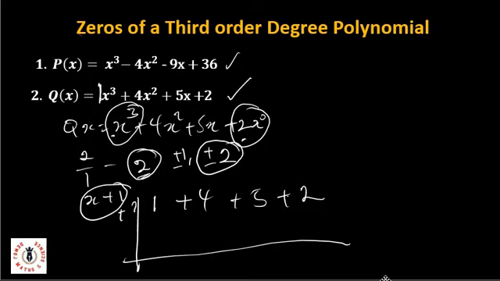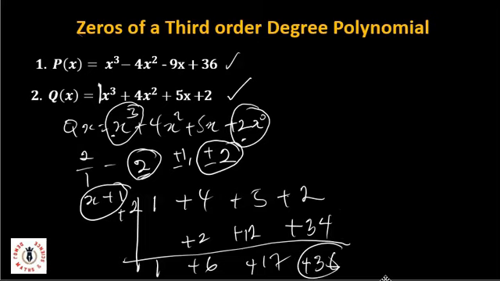Now, I have plus 2 here. Plus 2 times, I have 1 as we did, plus 2 times 1, that's plus 2. Plus 4 plus 2, that's plus 6. Plus 2 times 6, that's plus 12. Plus 5 plus 12, that's plus 17. Now, plus 2 times 17, that's plus 34. Plus 2 plus 34, that's plus 36. Obviously, this is not a 0 for this polynomial.